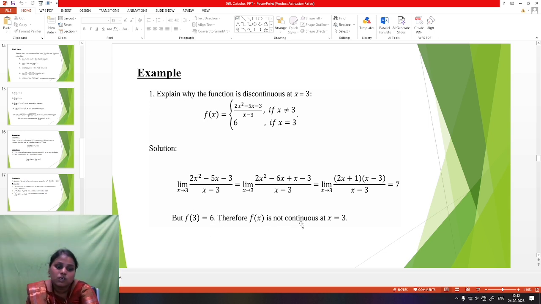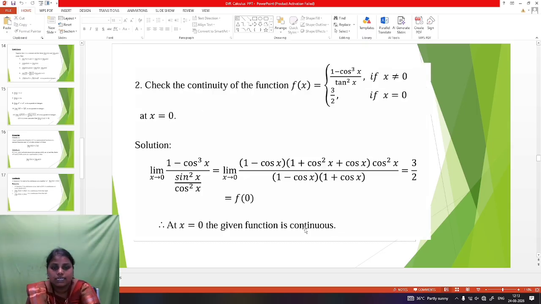Therefore, f is not continuous at x equal to 3. The limit of the given function is 7, but f of 3 is 6. So it is not a continuous function. This is a discontinuous function at x equal to 3.